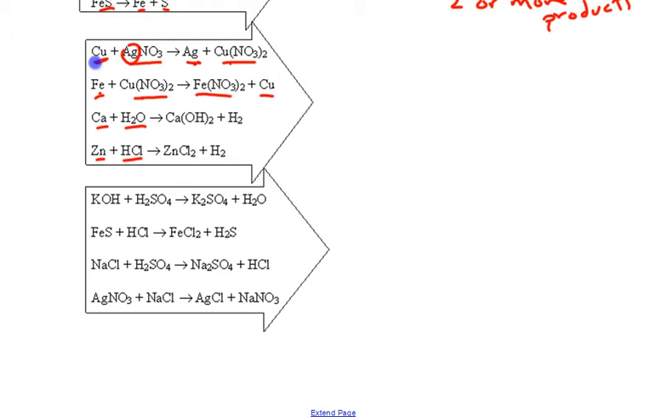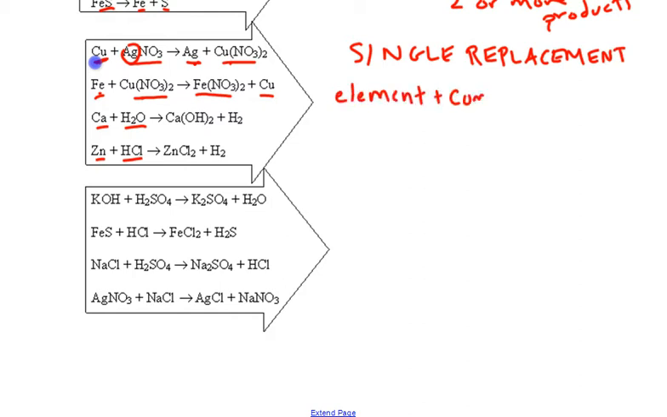Right? So the idea is that this is what we call a single replacement, also known as a single displacement. But what you are looking for to recognize this kind of reaction is you'll have an element plus a compound turning into a different element plus a different compound.